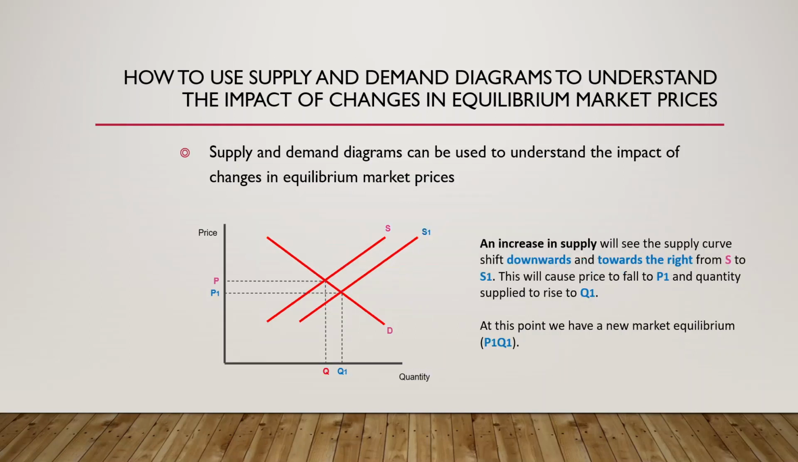And an increase in supply will see the supply curve shift downwards and towards the right from S to S1, as you can see here, and this will cause price to fall to P1 and quantity supplied to rise to Q1. So what you want to do is you will decrease the price, and so they will then increase their demand, and then eventually your supply will somewhat increase. And so this is what will happen here. As you can see, the supply here is more than the supply here. So this is what will happen, and a new market equilibrium will be reached here.